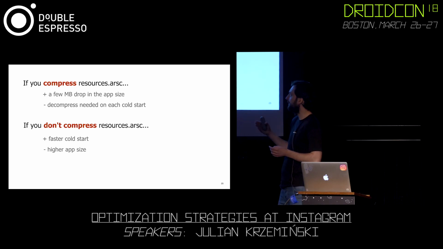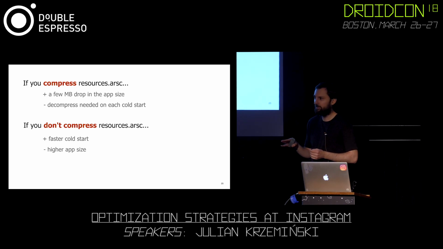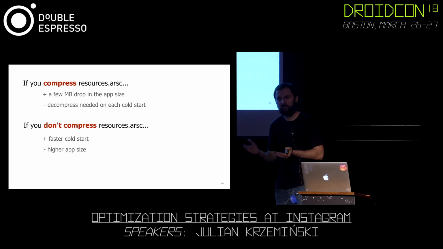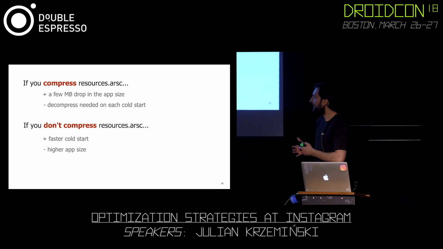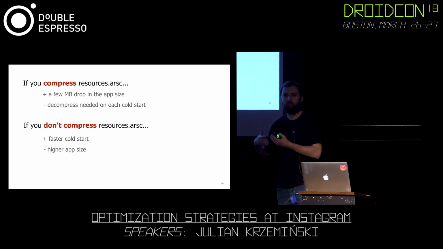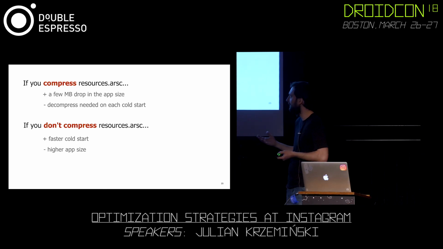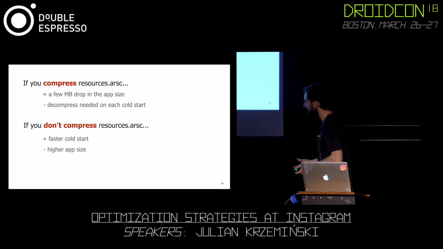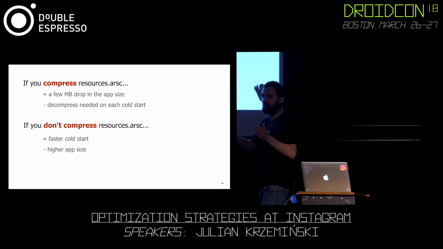But then it means you need to decompress it on every cold start. Not you specifically, Android will handle it. When you click the application icon, and before you see your activity, your UI, the system will see that this file is compressed and will decompress it into memory. And decompression needs CPU, which means it needs time. So this will make your cold start longer. Similarly, if you don't compress this file, you will have faster cold start because you don't need to decompress it, but you will have a bigger APK file.